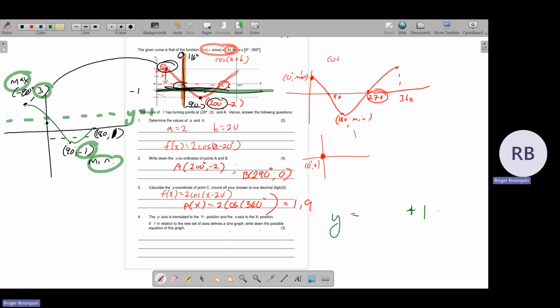Then, what about the number? What's the amplitude of this graph? What's the distance from 1 to 3 and from 1 to minus 1? Stay with me for a little bit. Let's think about it. From 1 to 3 and from 1 to minus 1, how much have you moved? 2, right? So this is going to be 2.